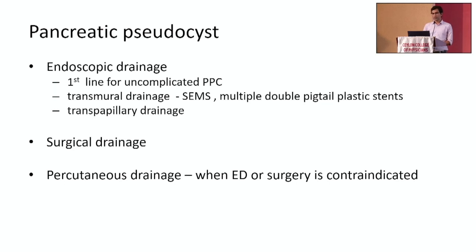So what are the options available for the treatment? Endoscopic drainage is the first line option, especially in uncomplicated pancreatic pseudocyst. Endoscopic drainage can be achieved via two routes, either transmural drainage via the stomach or duodenum, or transpapillary drainage through the pancreatic duct. Surgical drainage is another option, and percutaneous drainage is now only considered when endoscopic therapy or surgery is contraindicated or unsuccessful.